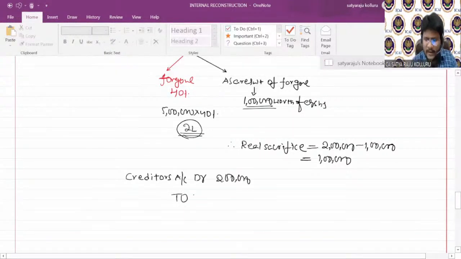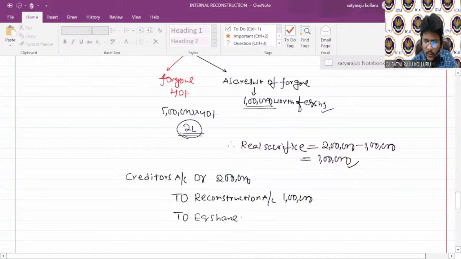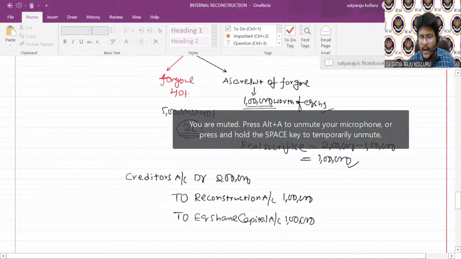Out of that, how much is the real sacrifice? The real sacrifice is 1 lakh. You can transfer such real sacrifice to the reconstruction account, which is 1 lakh. The remaining 1 lakh, you are issuing as equity shares to the equity share capital account, which is 1 lakh. That is the entry, guys. Creditors account debit, to reconstruction account, to equity share capital account.